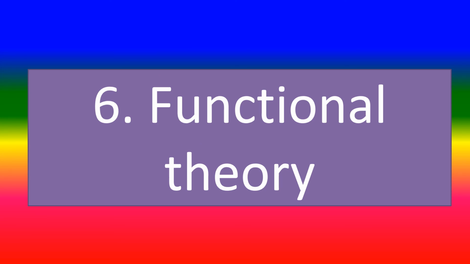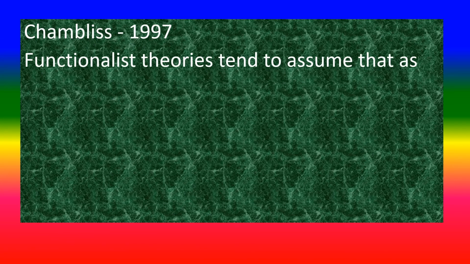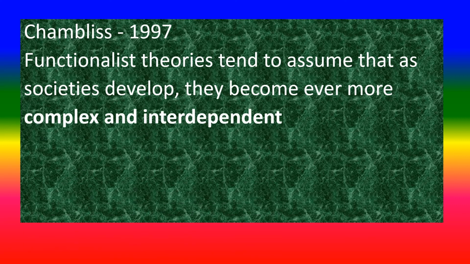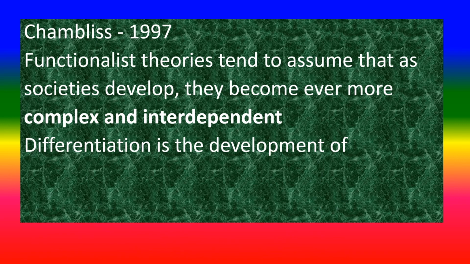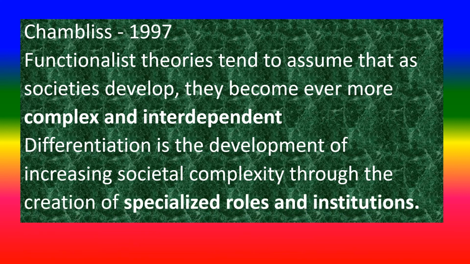Six, functional theory. Chambliss, 1997. Functionalist theories tend to assume that as societies develop, they become ever more complex and interdependent. Differentiation is the development of increasing social complexity through the creation of specialized roles and institutions.